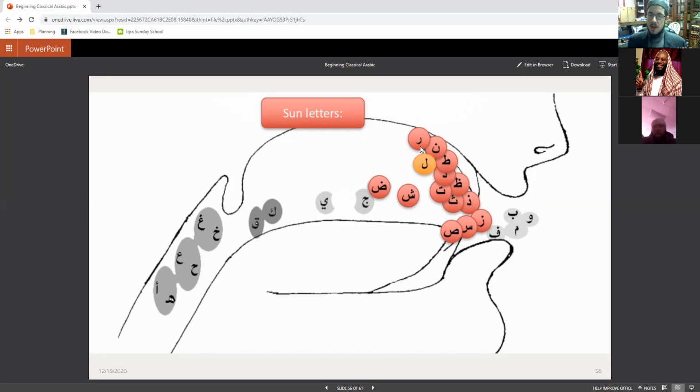Next, we had in your book, rajulun, a man. If we add alif lam to it, instead of saying al-rajul, which is slightly difficult, we merge the lam into the ra. Ar-rajul. The same for shamsun. Instead of saying al-shamsu, we say ash-shamsu, and so on and so forth.